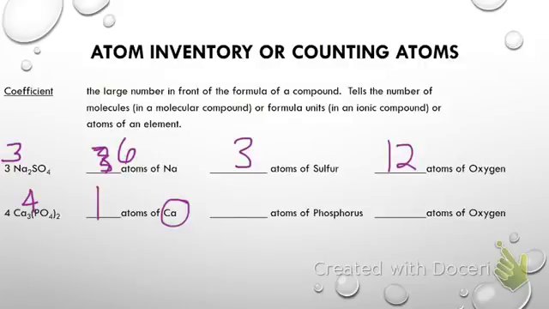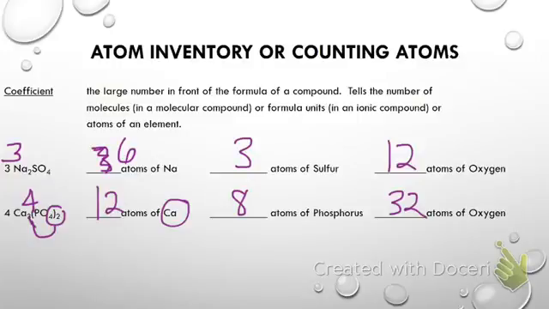How many calcium do I have? 12. How many phosphorus? 8, because this 2 goes for that, so I have 2 times 4 is 8. Now how many oxygen? 32. So I have to do 8 times 4, which is 32.